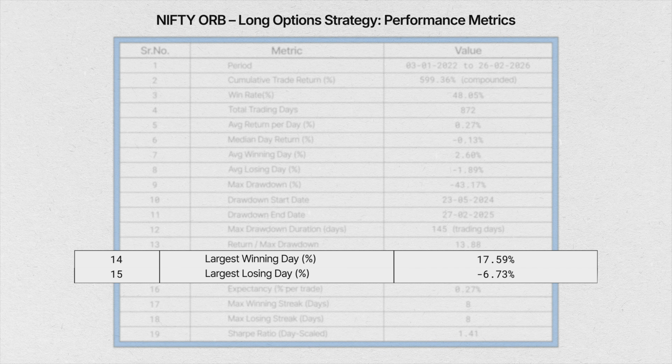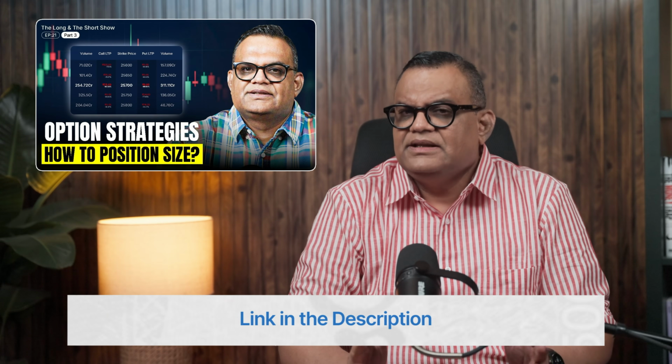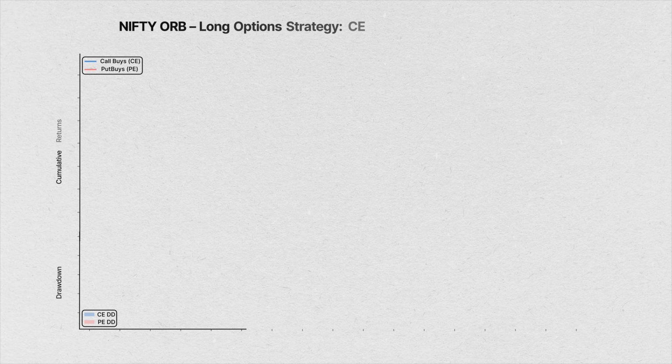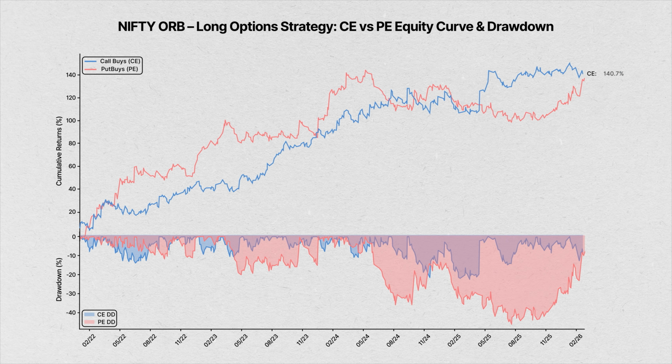But one has to look at the max drawdown figures as well. How many of us can sustain a close to 45% drawdown? And what if it's more? This is where position sizing becomes key. We may have to increase margins to reduce the impact of the drawdowns, the way I explained in the position sizing episode. Now let's look at the equity curves separately for both call and put buys.